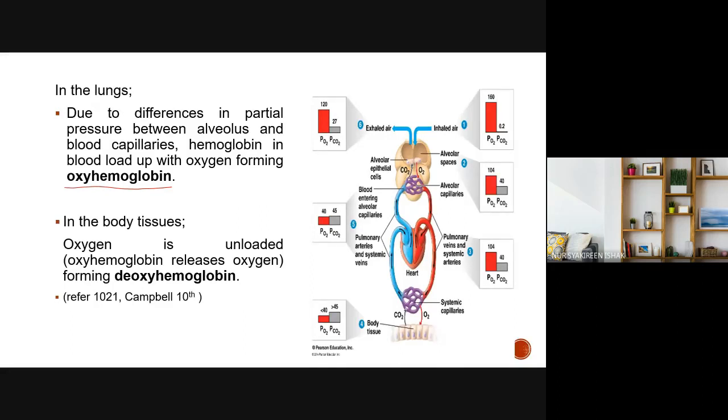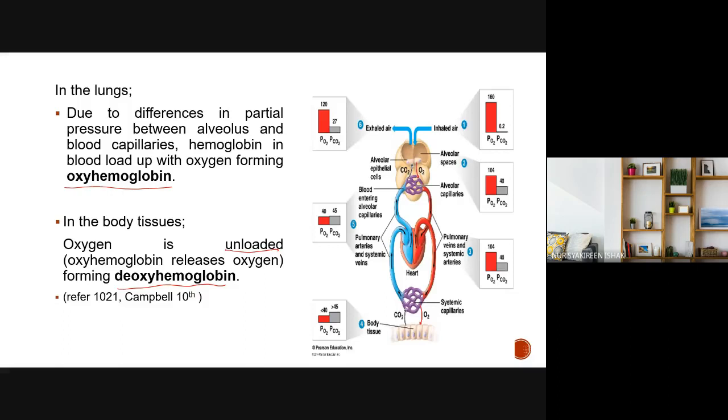So in body tissues, oxygen is unloaded. Okay, oxygen that has bound to the hemoglobin will be released to your body cell. That's why it is unloaded. Before carbon dioxide then binds with the hemoglobin to form deoxyhemoglobin. Okay. Oxygen release, oxyhemoglobin releases oxygen forming deoxyhemoglobin.